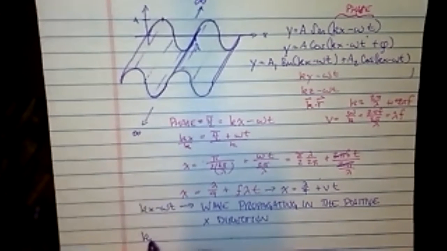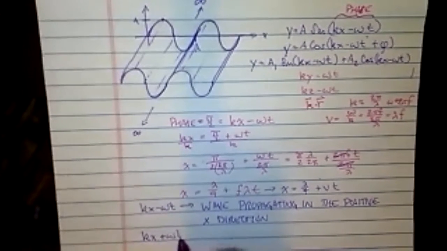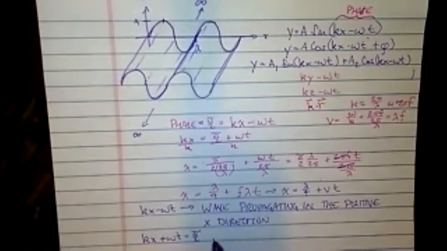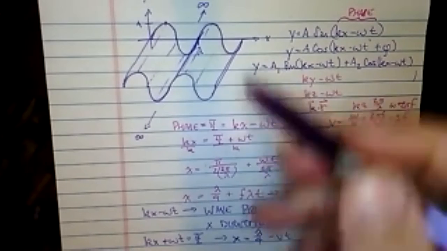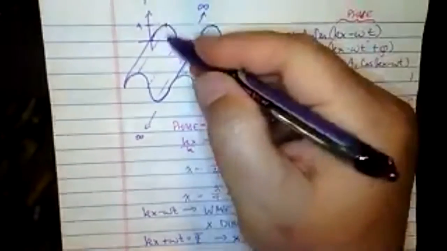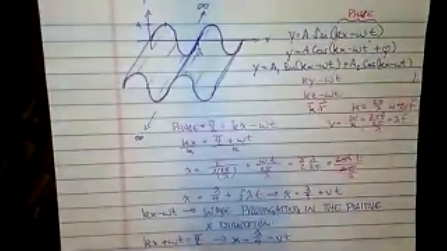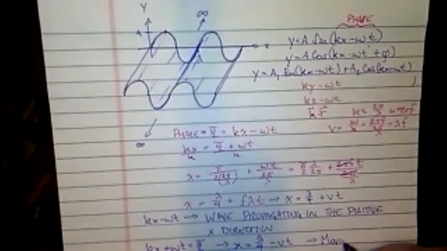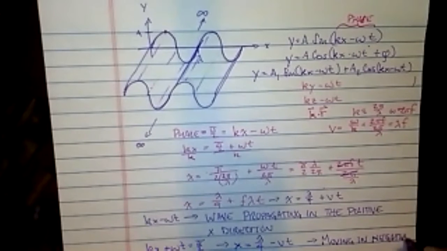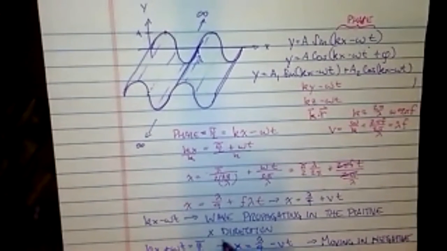Similarly, you could solve kx plus omega t equals pi over 2 to get x is equal to lambda over 4. In this case, it'll be minus v times t. And you can see that obviously at t equals 0, pi over 4 would put us right here. But that point now is going to be moving to the left. So this one says moving in negative, I should write that out, negative x direction.